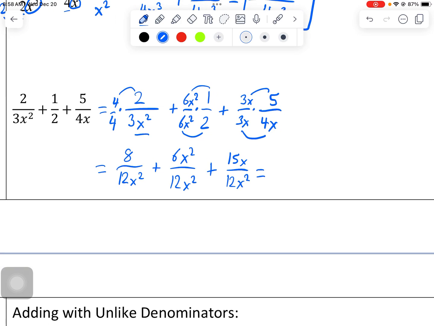Now, since we don't have any like terms on the top, we're just going to write this. Doesn't really matter the order, but you can write it in standard form since that's kind of the appropriate way to do it. So we would actually put the 6x squared first, the 15x, and then the 8. Again, it doesn't matter. You could go 8, 6x squared, 15x in any combination. It's still correct. All over 12x squared would be the final part there.